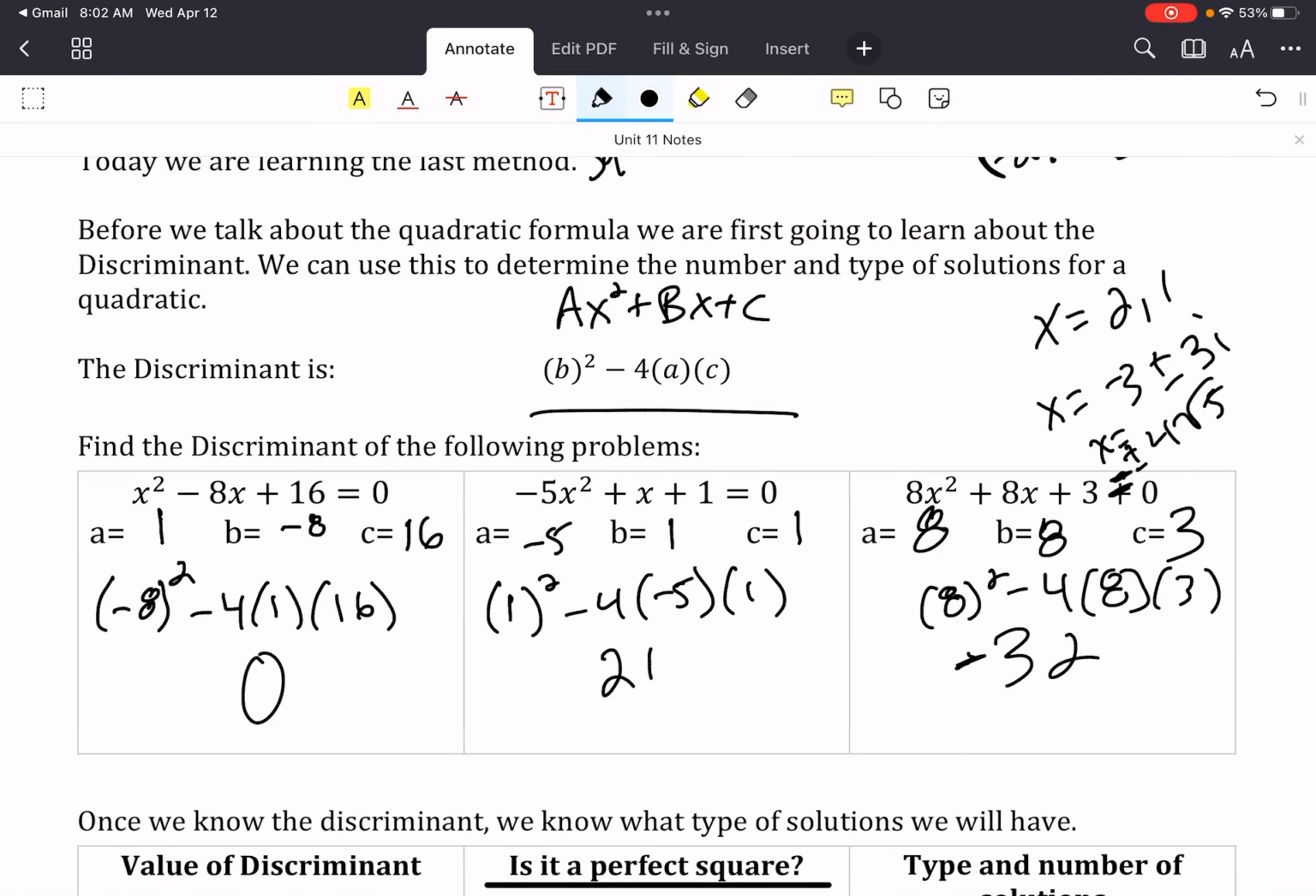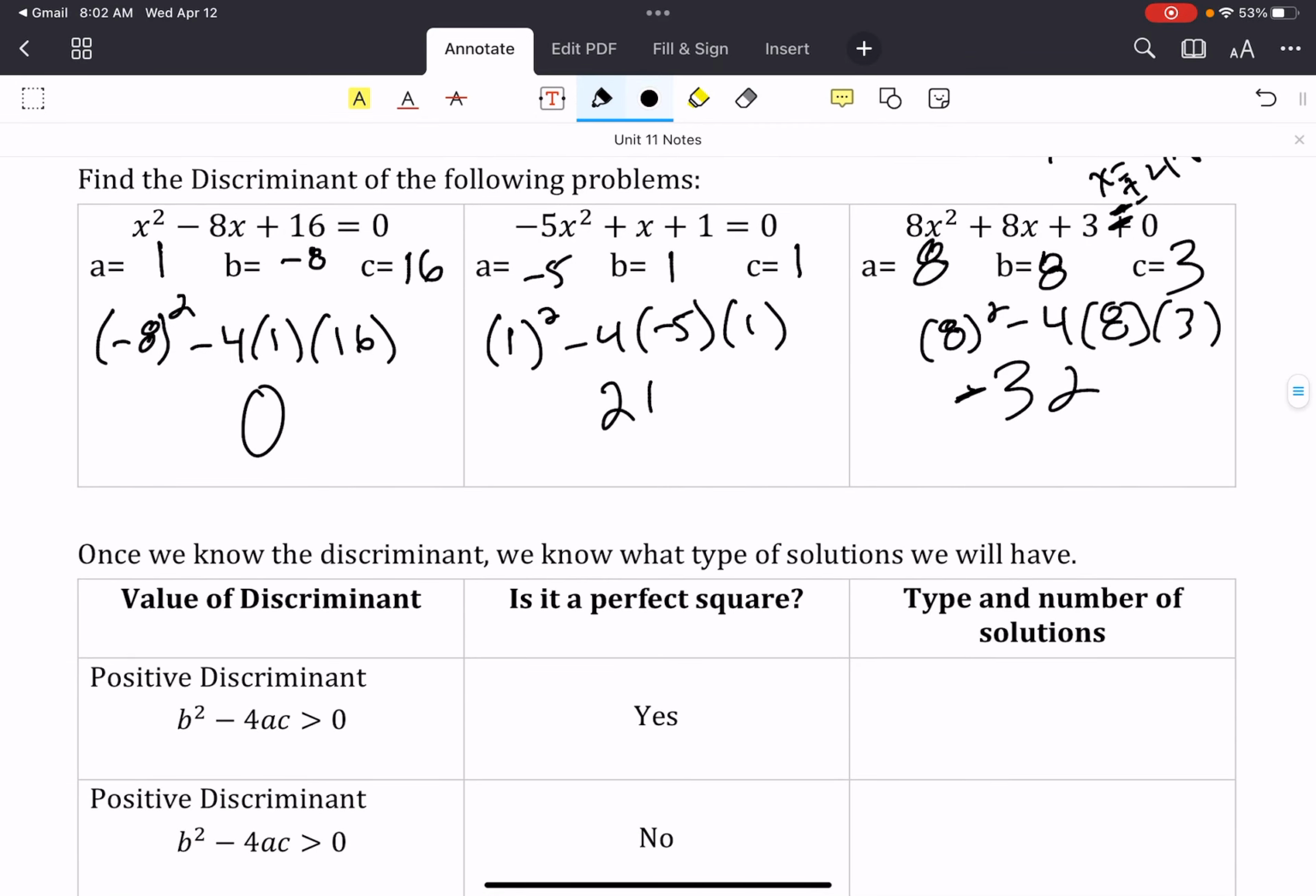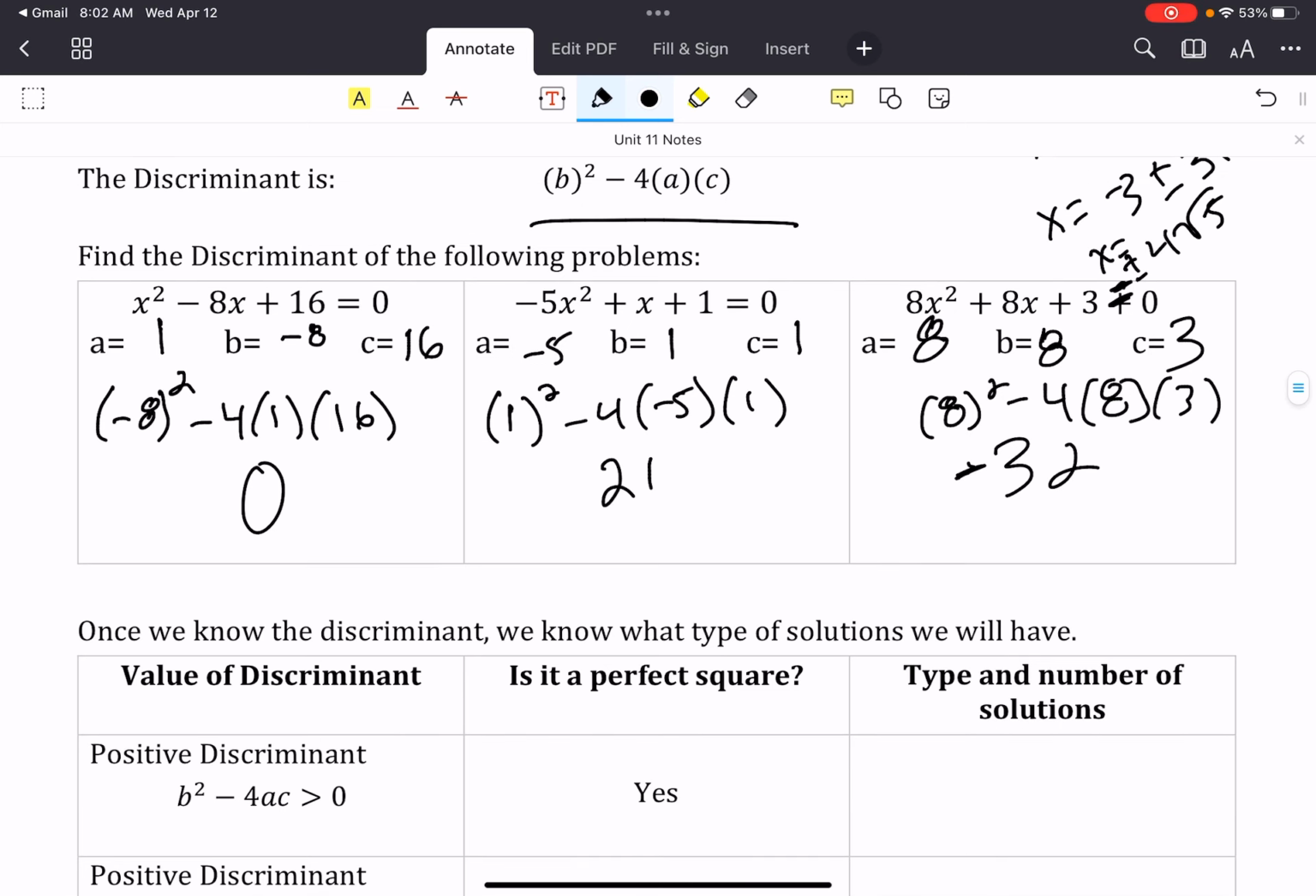Okay, so if my discriminant is, let's call these number 1, number 2, and number 3 so we can refer to them. If I have a positive discriminant, the number I get when I do my b squared minus 4ac, if it's a positive number, which one of these falls into that? 1, 2, or 3? Number 2. Number 2 is positive, okay?